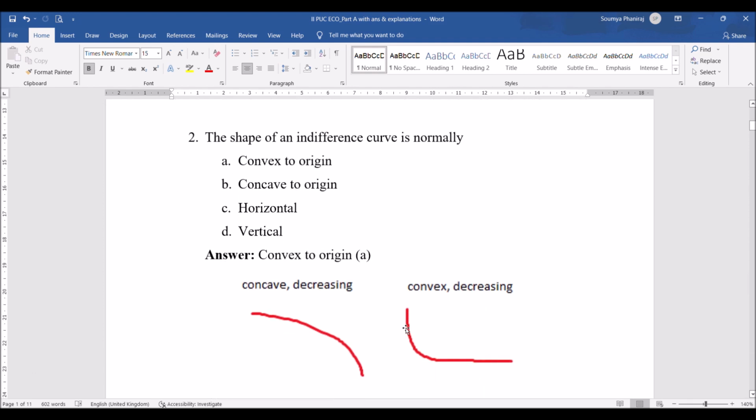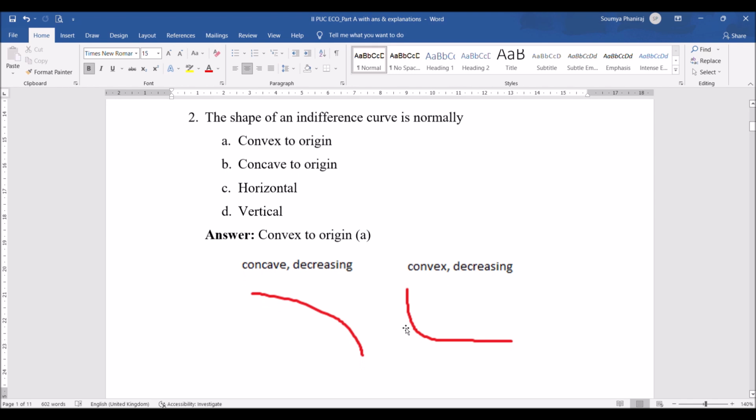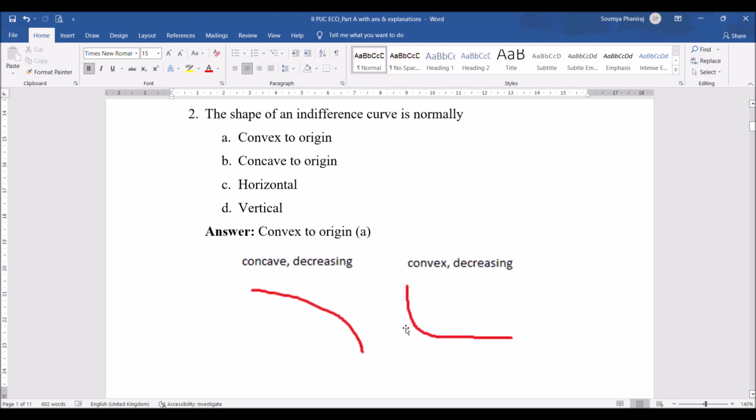The second question is, the shape of an indifference curve is normally convex to origin, concave to origin, horizontal, or vertical. The answer is convex to origin. For your better understanding, I have given the shape of the concave curve and the convex curve. So this is the convex curve and this is the answer for this indifference curve question. Horizontal and vertical options are not curves, so those options will not be considered as an answer.